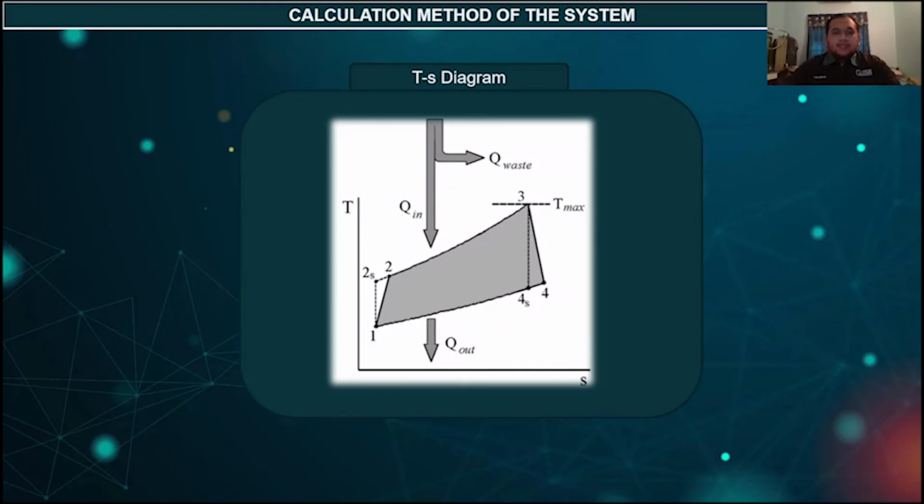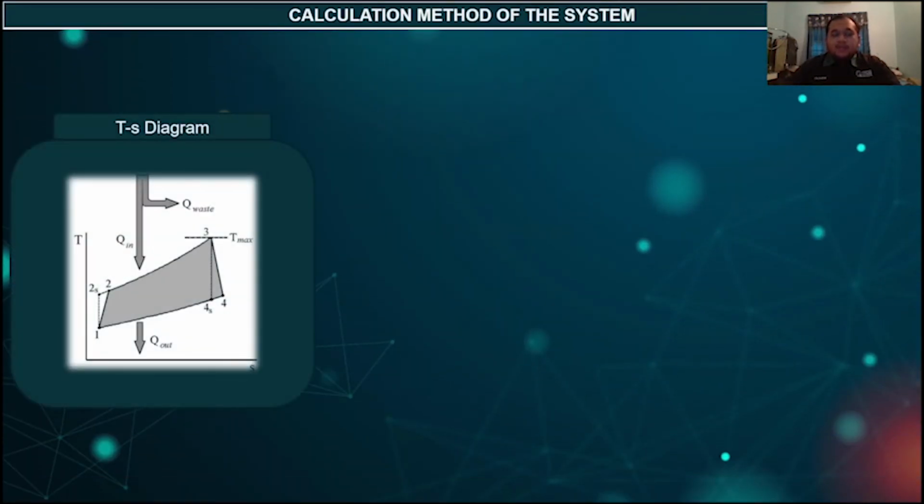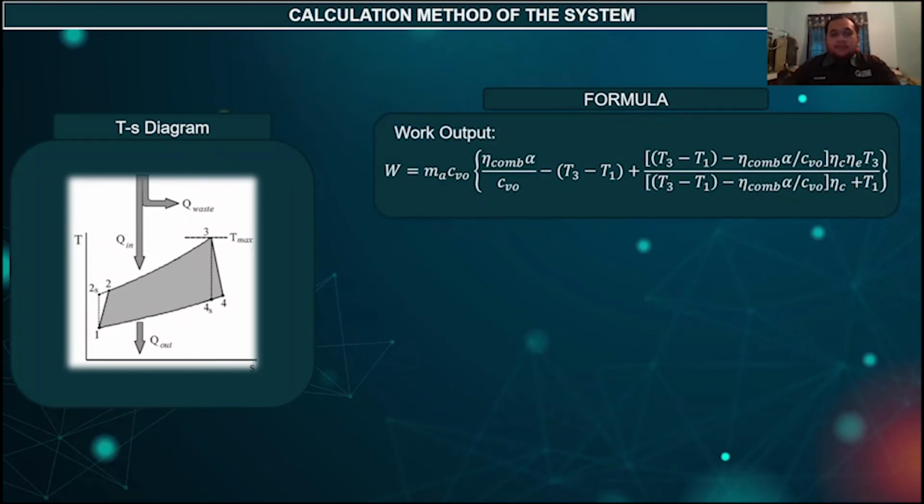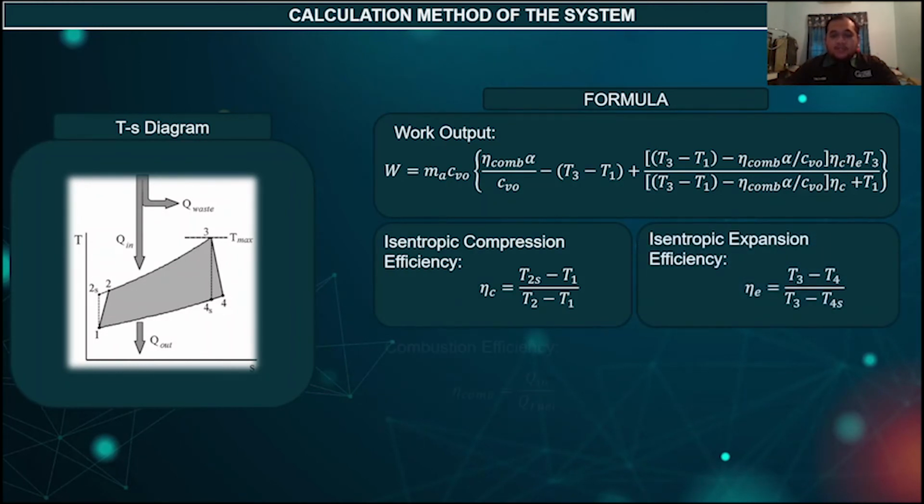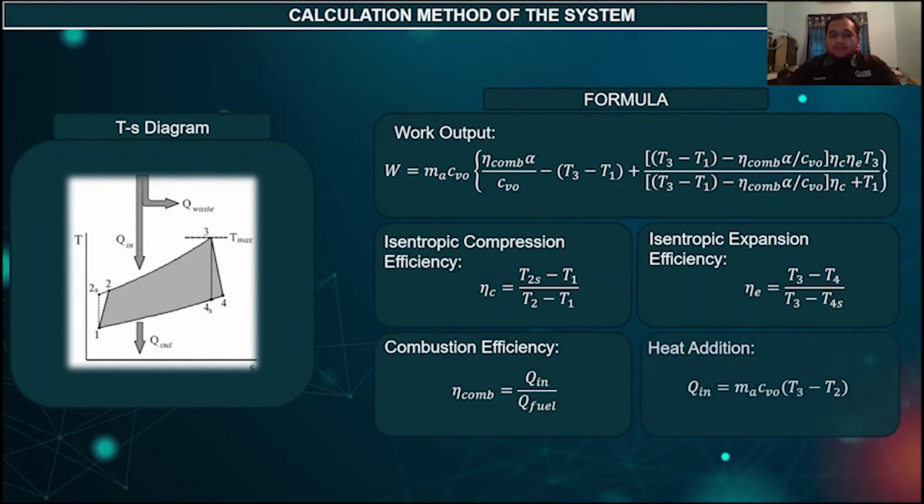As you can see, this is the TS diagram we get from the paper. The TS diagram is very helpful to get the formulas involved in the calculation of the system. Based on the TS diagram, the formula for the work output can be derived using the basic formulas, which are the isentropic compression efficiency, isentropic expansion efficiency, combustion efficiency, and heat addition Q in of the system. The MA here is the mass of the air.